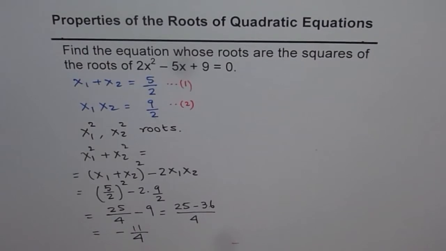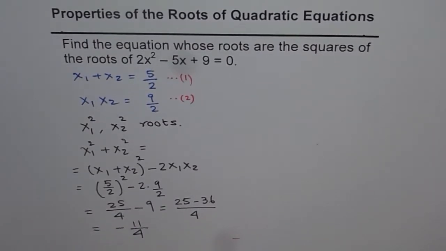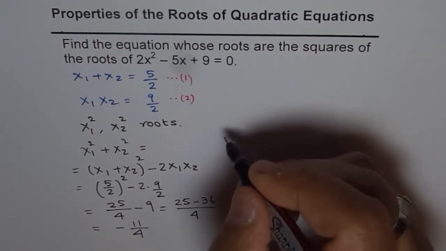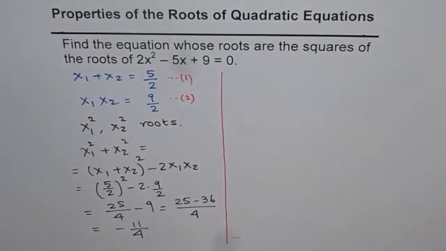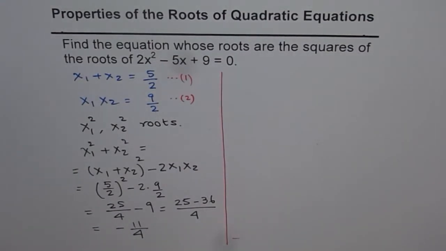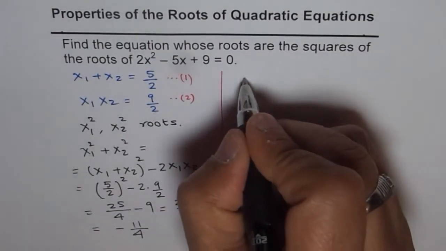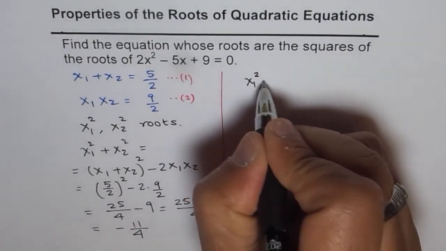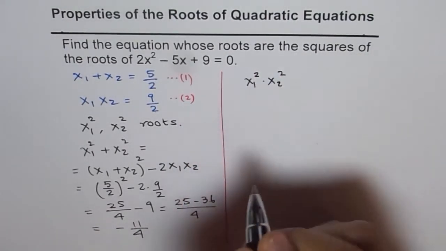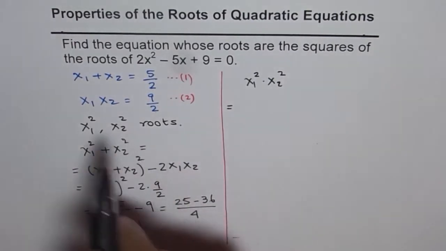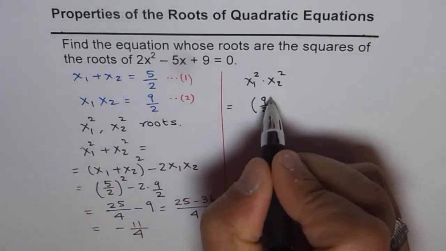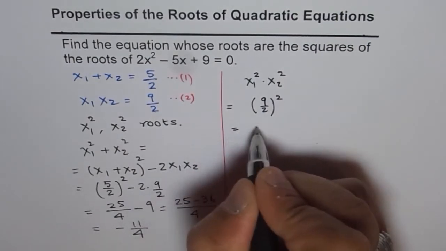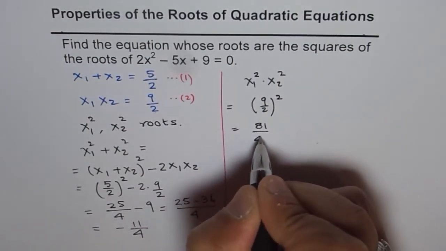Let me push this page a bit forward. So we found the sum of these two roots, correct? Let me just divide this page and now find the product. The product of these two roots will be x1 square times x2 square, right? So that is equal to, x1 x2 we know is 9 over 2, so it is 9 over 2 whole square, and that gives us 81 over 4.